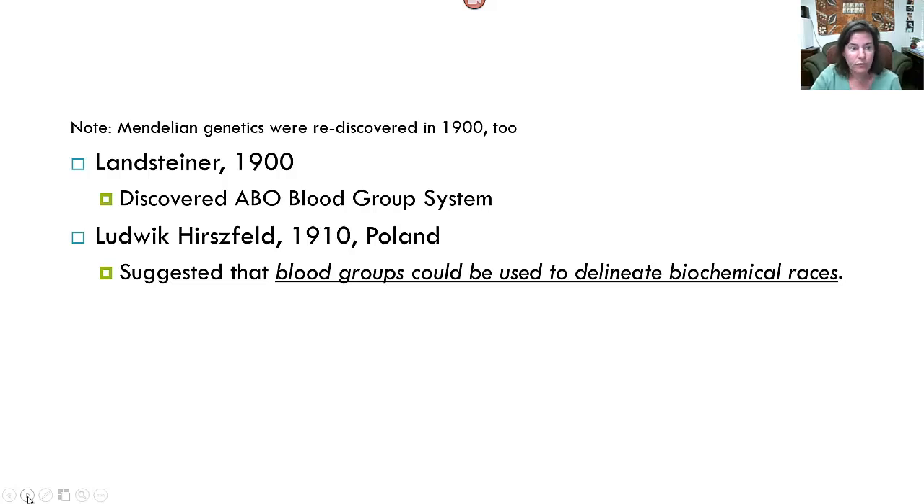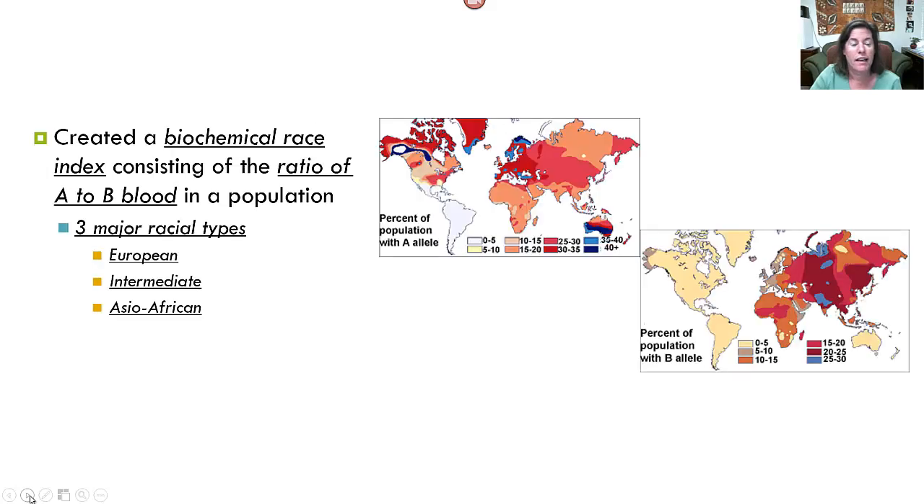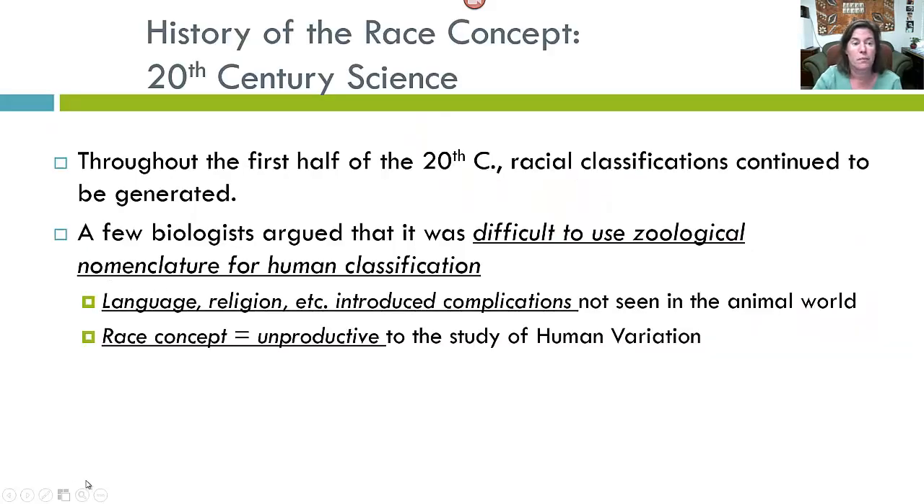Landsteiner, in 1900, discovered the ABO blood group, and Ludwig Hirschfeld in 1910 in Poland was the one that suggested that blood groups could actually be used to delineate biochemical races. And they created a biochemical race index consisting of the ratio of A to B blood in a population. And they identified three major racial types: the Europeans, the Intermediates, and the Asia-Africans, based on the proportion of A blood or B blood in the population.